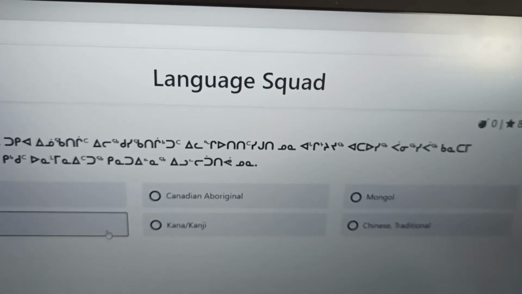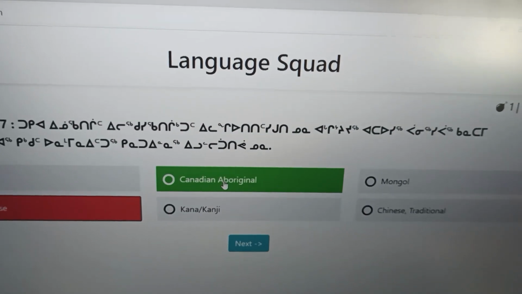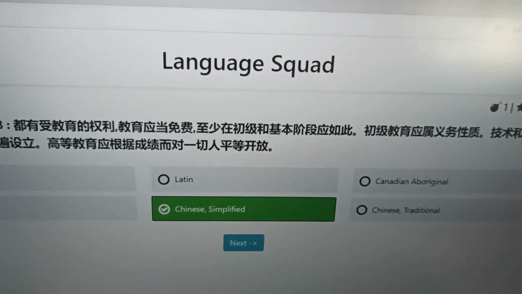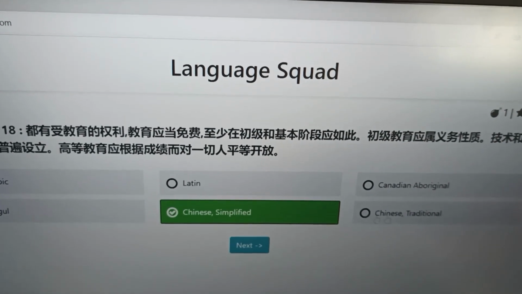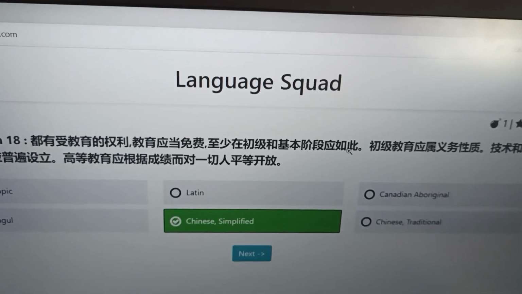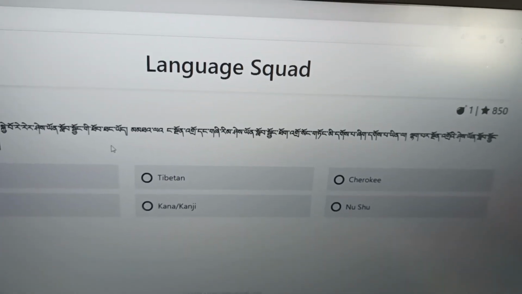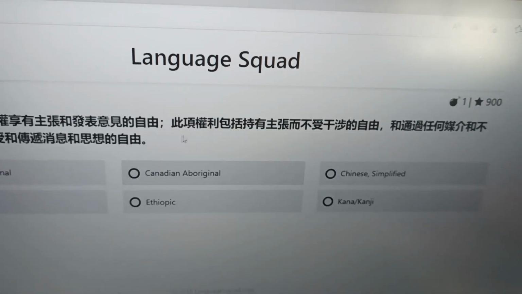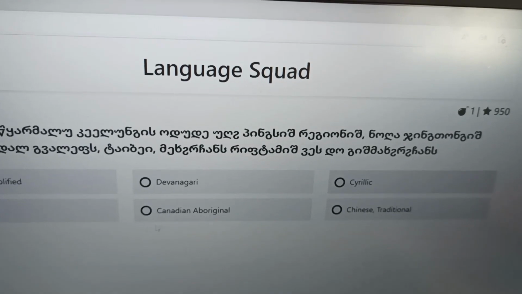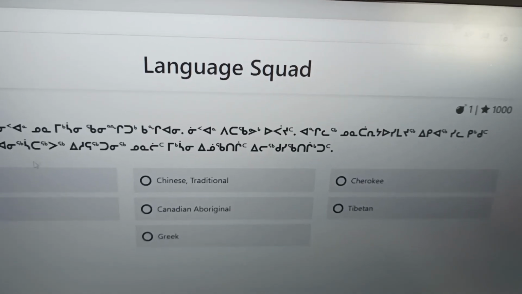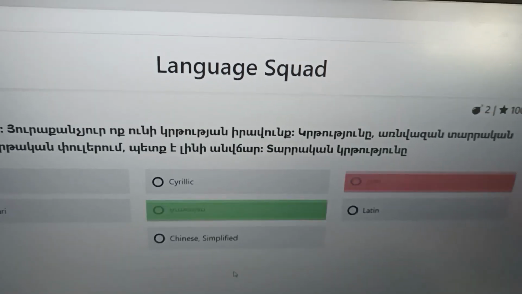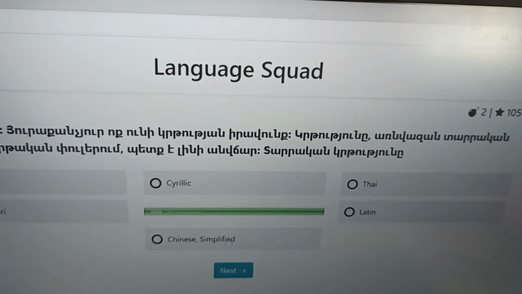Okay, Javanese. That's what I'm talking about. Next, again Chinese. Yes, you have here Chinese traditional and simplified. I was just looking at the Chinese. That's why Tibetan. So again Chinese. This is traditional Chinese. Yes. Georgian. Where is it? Okay. Cherokee, I would say. No, same mistake. So Armenian.